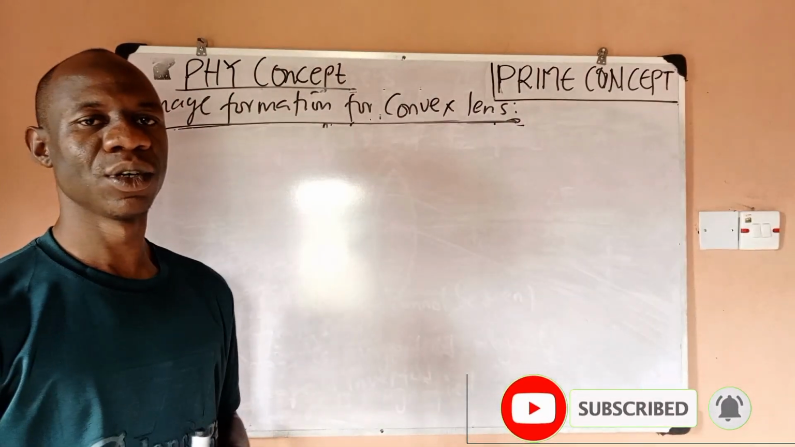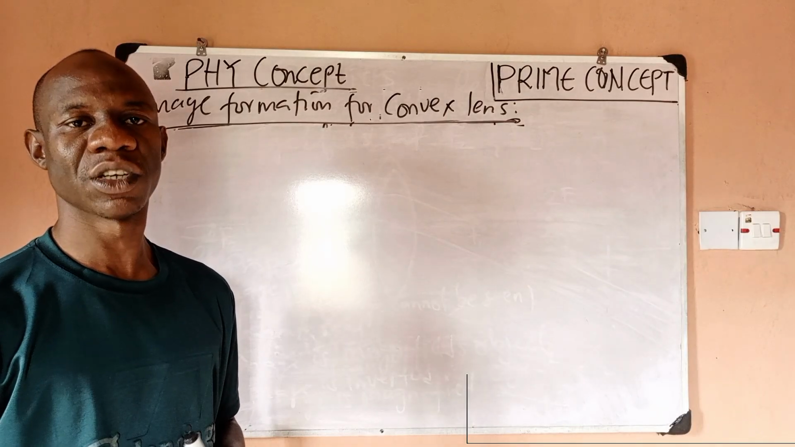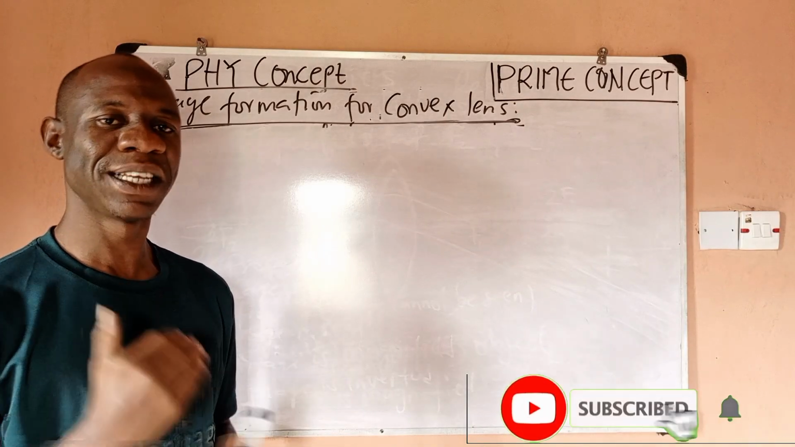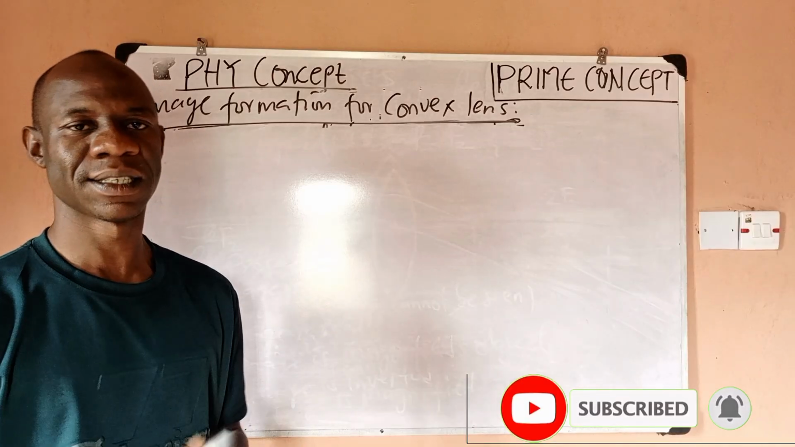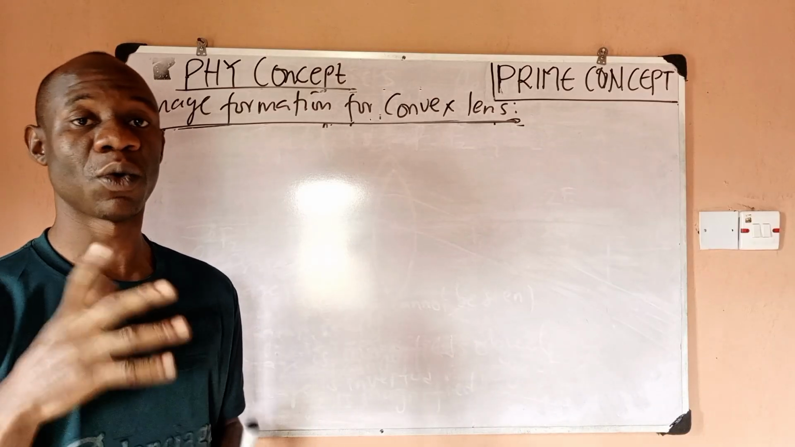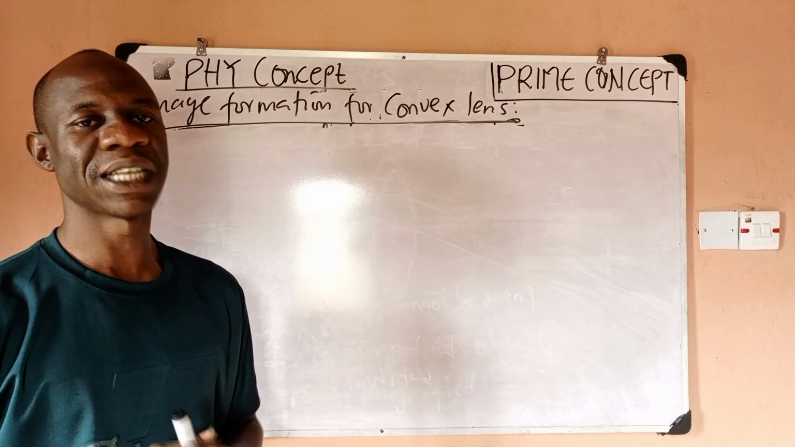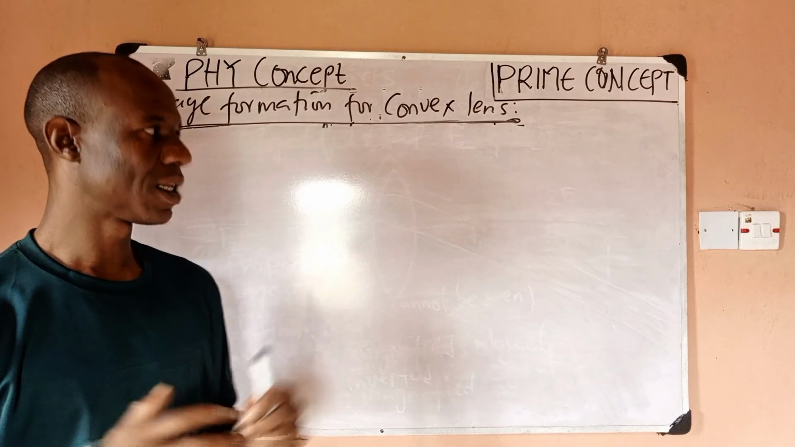In this video, we want to consider the image formation when our object is placed between our focal point f2 and our lens. Where will the image be formed and what will be the nature of the image that is formed under this condition? So that is what we want to do.